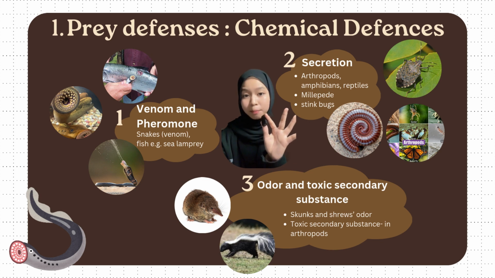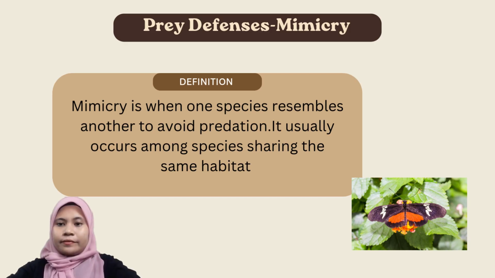When birds eat them, the toxins make birds sick or even cause death. These toxic substances include alkaloids, terpenes, glycosides, and tannins, and are found in both arthropods and plants.